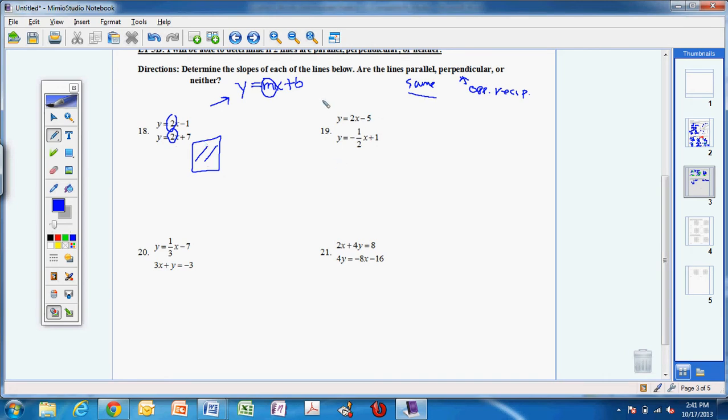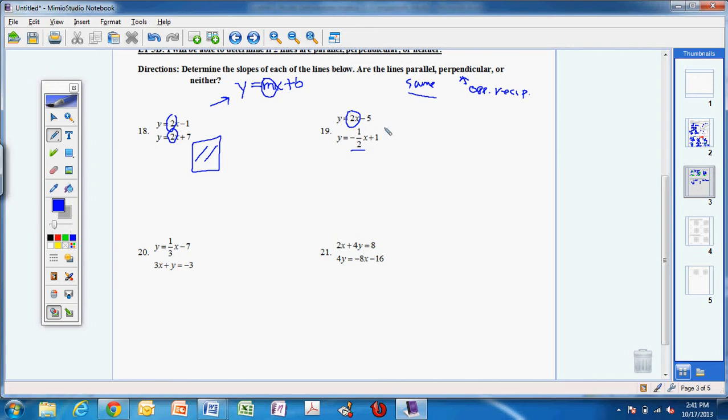So 19, again, they are already in slope-intercept form, so I don't have to do any work there. So now I compare my slopes. This one has a slope of 2. Right away, I can see that my second slope is not parallel because it's not the same as this one. So I have to do one more step.